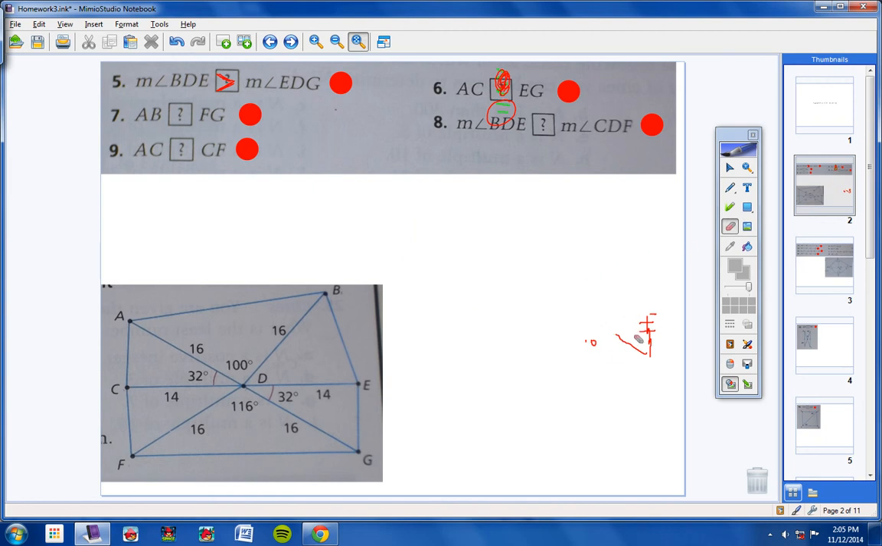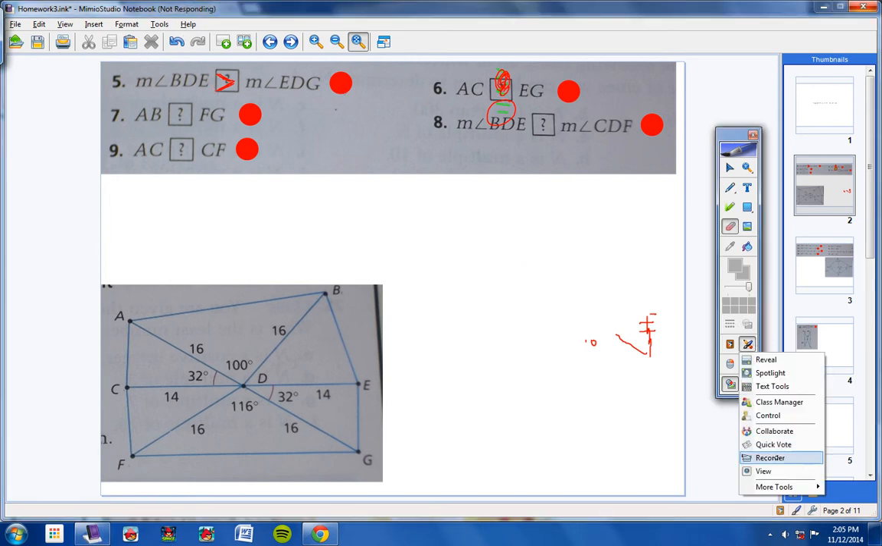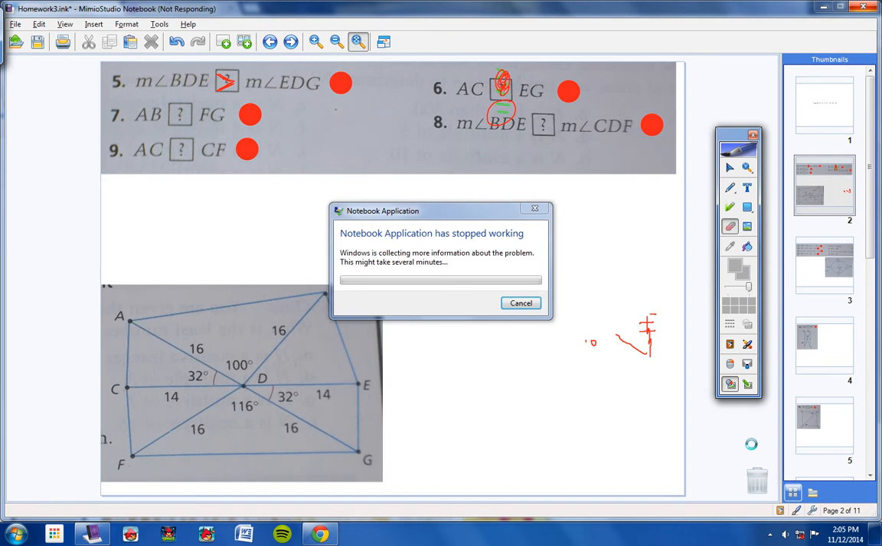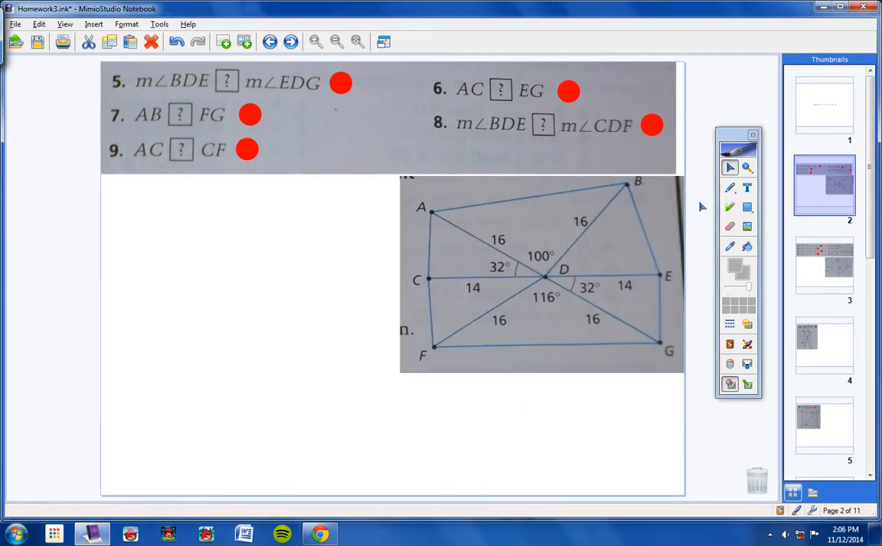My eraser will work, hopefully. Oh, I'm losing it here. Okay, guys, I'm back. My computer kind of crashed there.